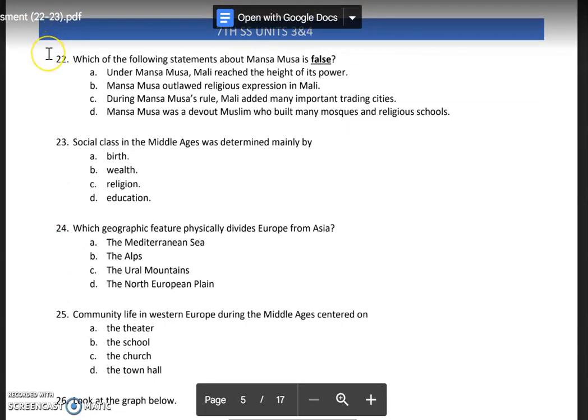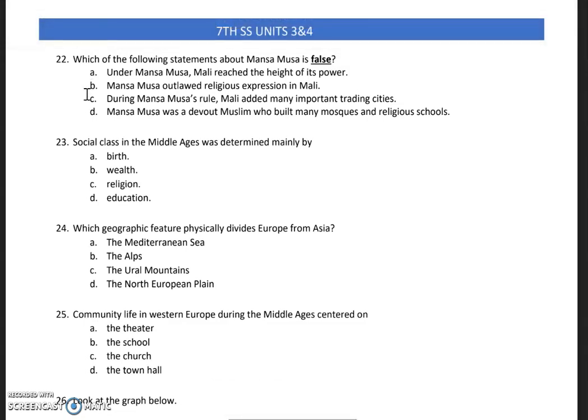Number 22. Which of the following statements about Mansa Musa is false? A. Under Mansa Musa, Mali reached the height of its power. B. Mansa Musa outlawed religious expression in Mali. C. During Mansa Musa's rule, Mali added many important trading cities. D. Mansa Musa was a devout Muslim who built many mosques and religious schools.